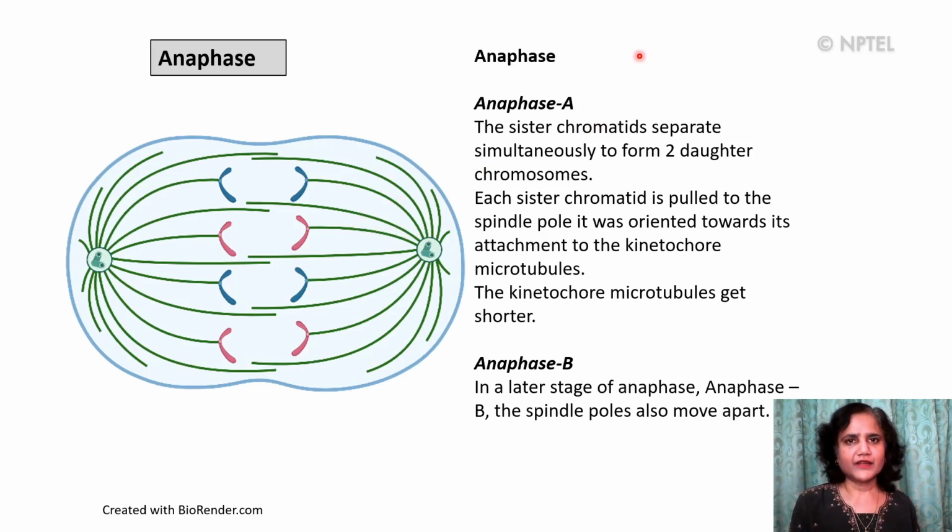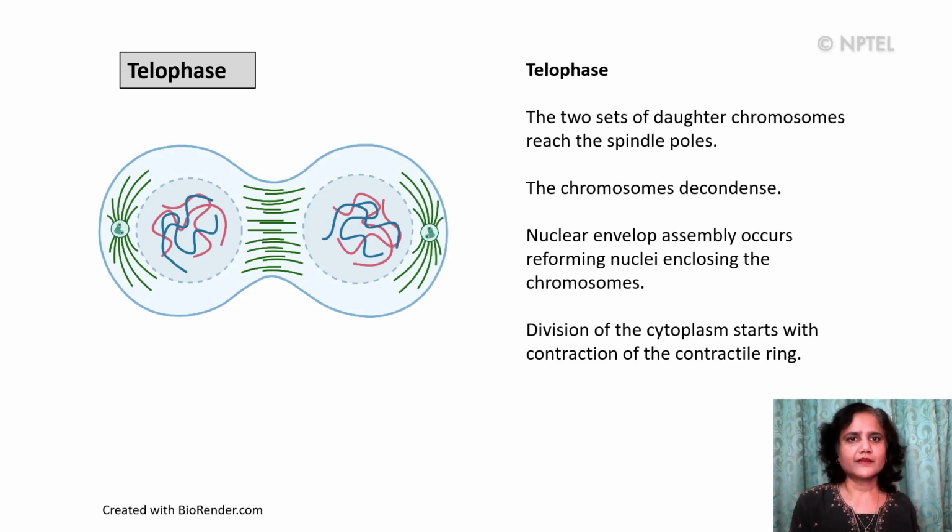In a later stage of anaphase, which is referred to as anaphase B, the spindle poles also move away from each other. So there is an increase in the distance now between the two spindle poles, and this is also a fairly complex process. In telophase, the two sets of daughter chromosomes have reached the spindle poles. The chromosomes decondense and the nuclear envelope assembly occurs, reforming the nuclei and again enclosing these chromosomes. And the division of the cytoplasm also starts with the contraction of the contractile ring.